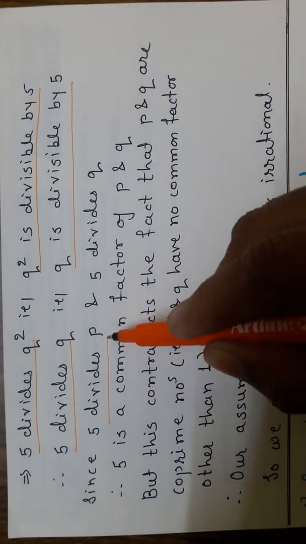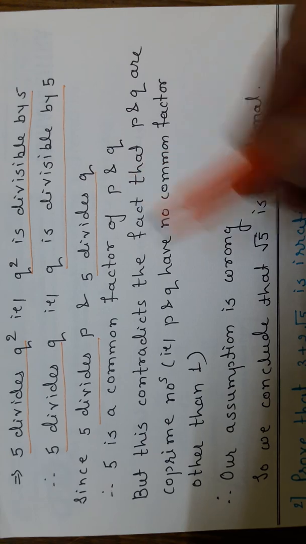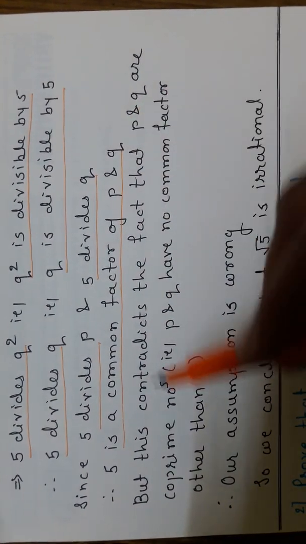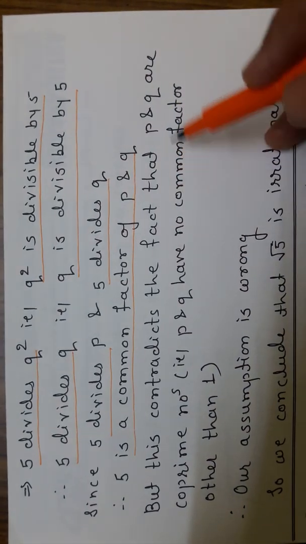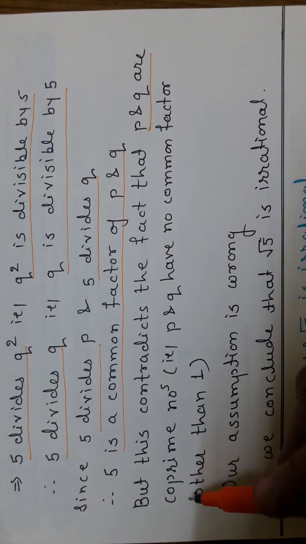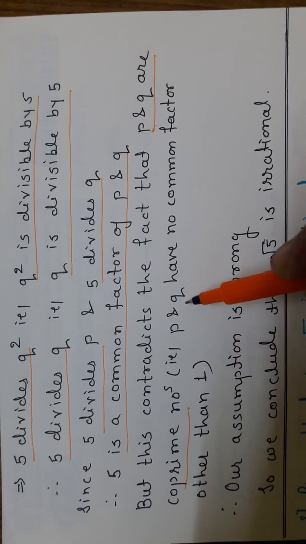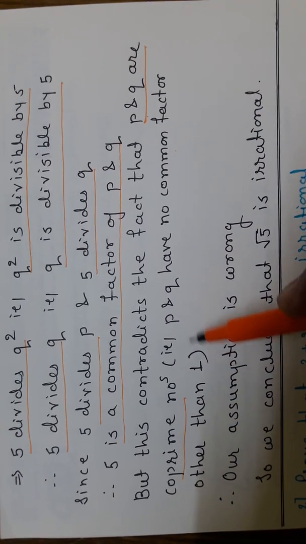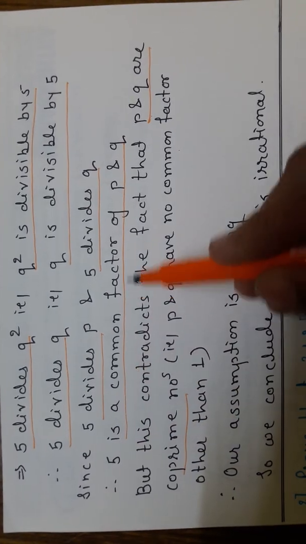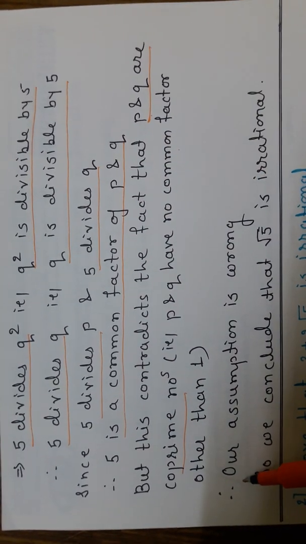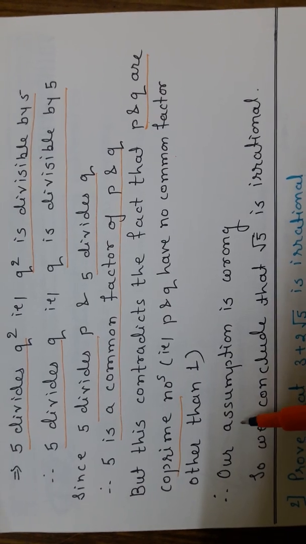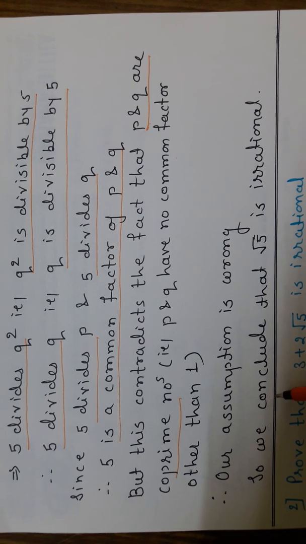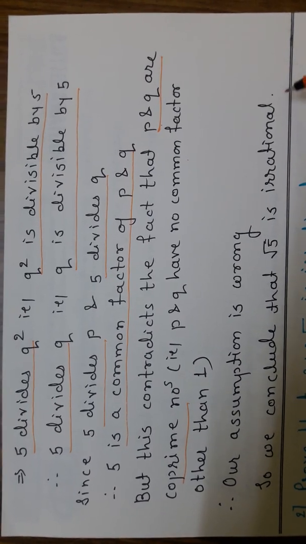Since 5 divides p and 5 divides q also, therefore 5 is a common factor of p and q. But this contradicts the fact that p and q are co-prime numbers, that is, p and q have no common factor other than 1. But here we got 5 as a common factor of p and q. Therefore whatever we had assumed in the starting is wrong. Our assumption is wrong. So we conclude that root 5 is irrational.